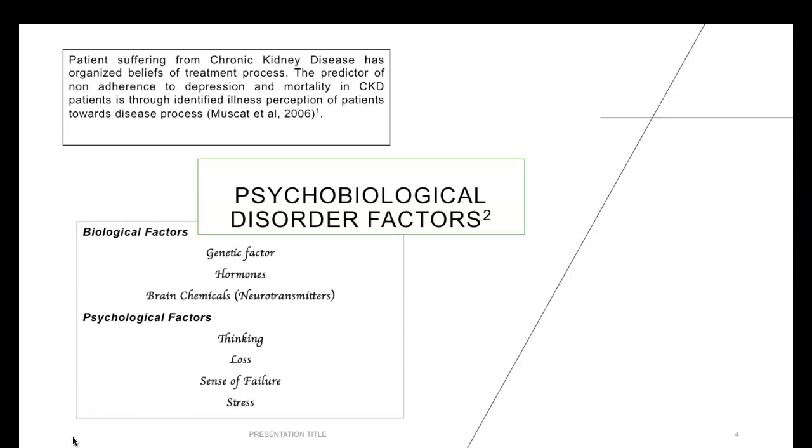Moving on, determining psychological disorder factors associated with depression is important to understand that depression is not caused by one thing but a combination of factors, which includes biological factors and psychological factors. Biological factors include genetic factors, hormones, and brain chemicals, which are the neurotransmitters. Psychological factors include thinking, loss, sense of failure, and stress.